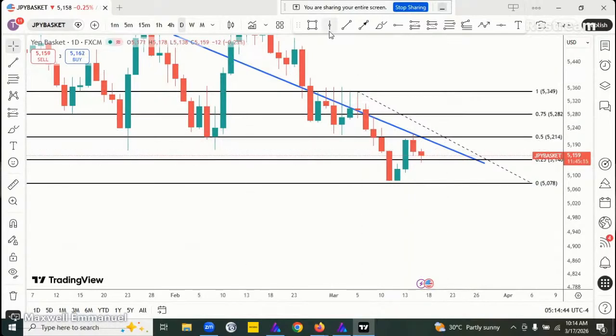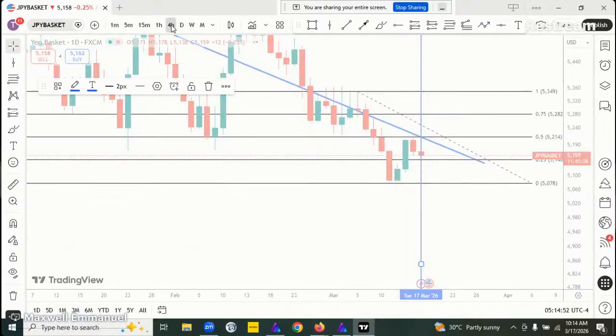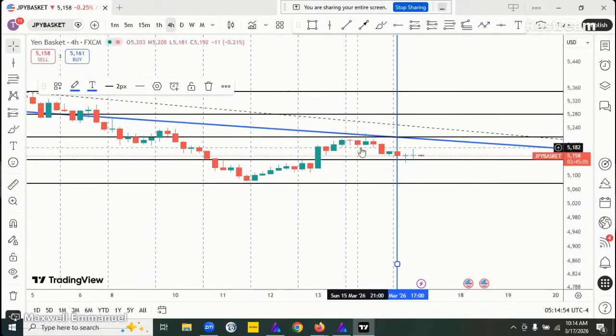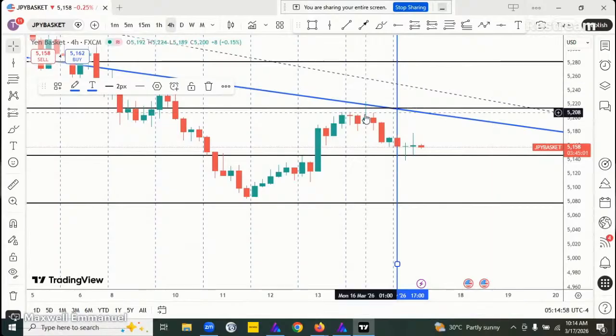Now you can go down to the 4-hour and 1-hour time frames to be sure there is a bearish reversal pattern at this point. You can see all the bearish reversal patterns that formed after price hit that level. This is a shooting star, this is a spinning top, this is a doji. This indicates that the trend is going to change from bullish to bearish. So I feel the yen basket is bearish.